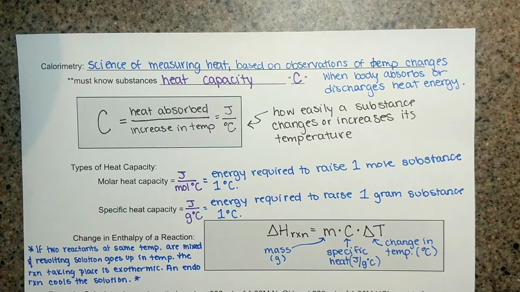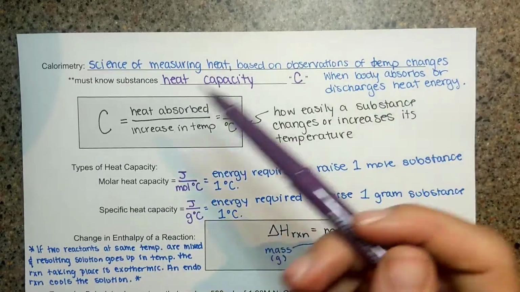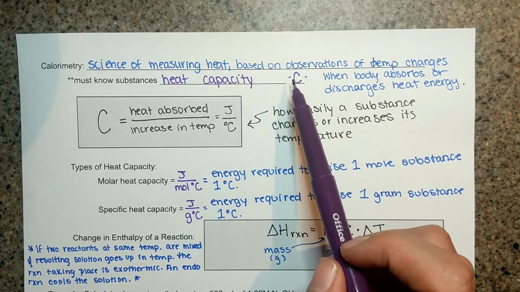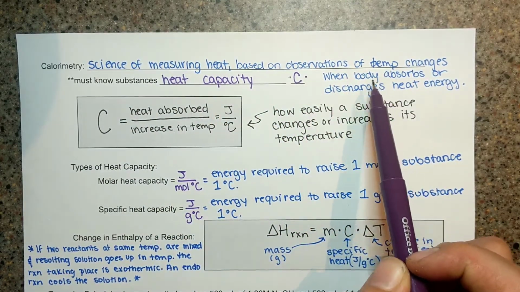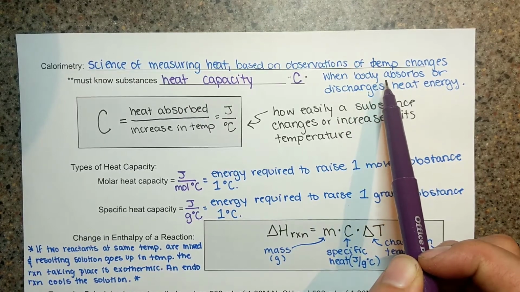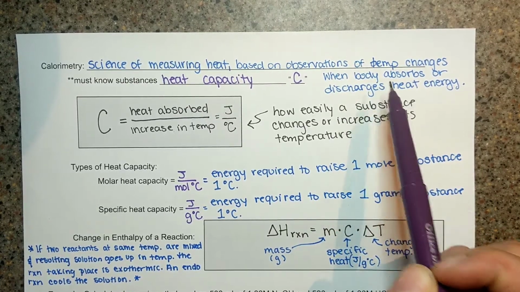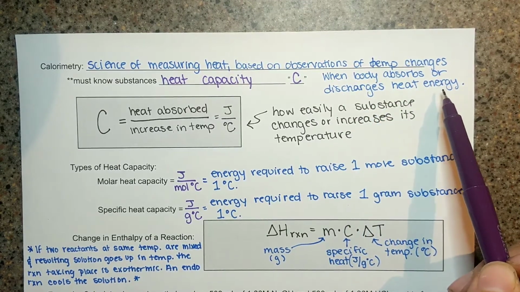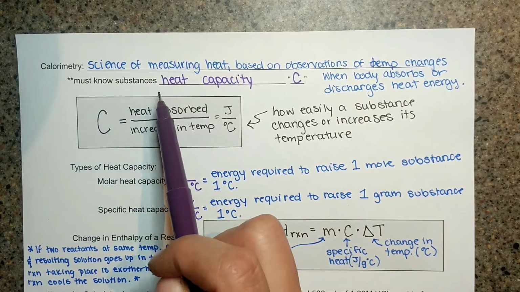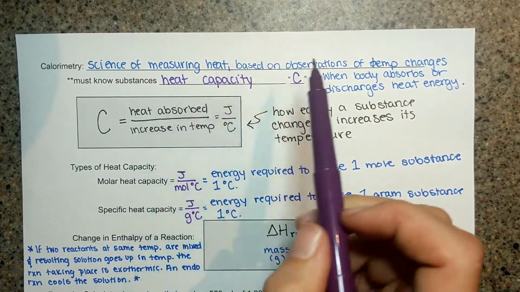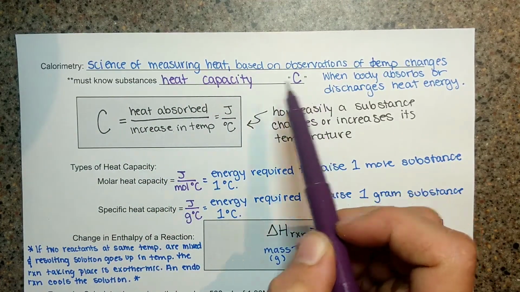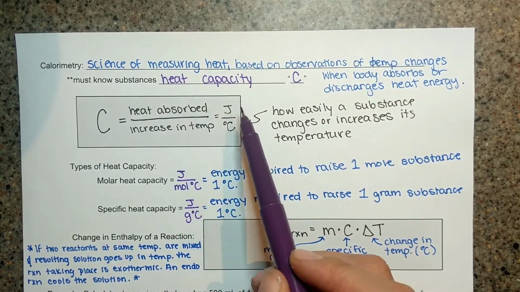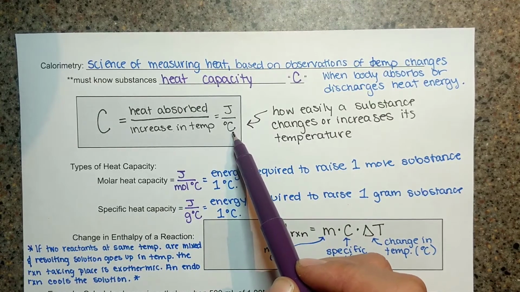So using the information about enthalpy, we can use something called calorimetry, which is the science of measuring heat, based on observations of the temperature changes when a body or species or reaction or the surroundings or the system absorbs or discharges heat energy. When we look at calorimetry, we must know a substance's heat capacity, which we call capital C. Heat capacity is the heat absorbed divided by the increase in temperature, or joules per degree Celsius.